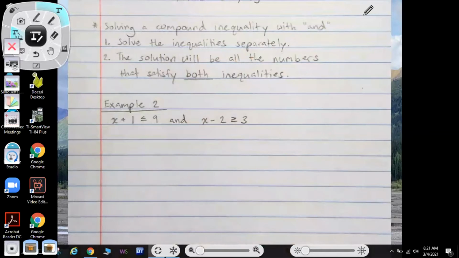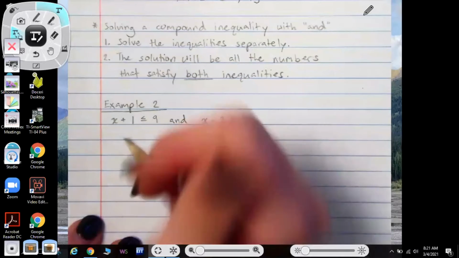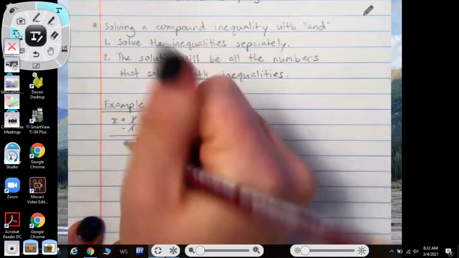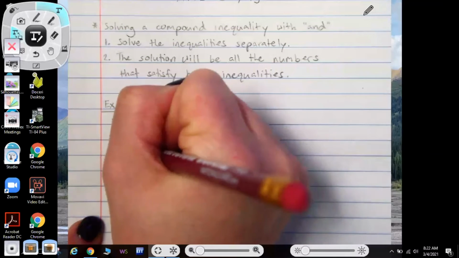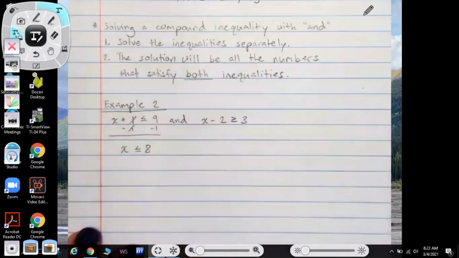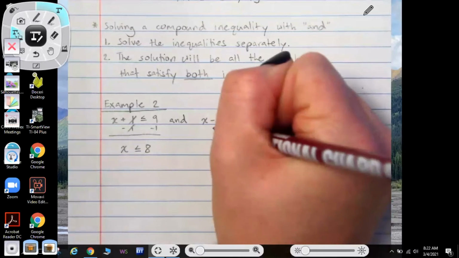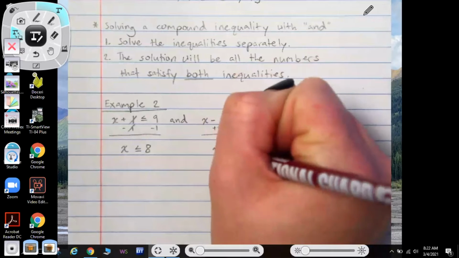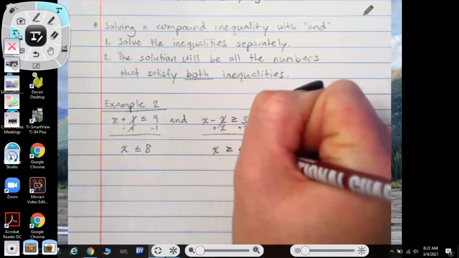So the first thing we do is just solve these inequalities. If we solve the first inequality, we subtract 1 from both sides to get x is less than or equal to 8. Add 2 to both sides in this inequality to get x by itself. We get x is greater than or equal to 5.